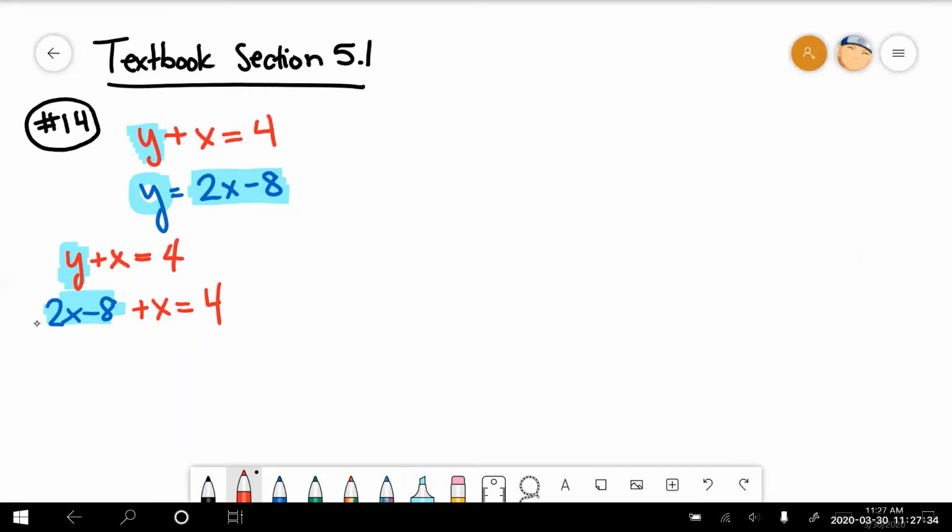So 2x plus x, we all remember that there's a 1 in front of here. So 2x plus x becomes 3x minus 8 equals 4. So again, I just combined like terms here, 2x and x. Okay. And then I'm going to add 8 to both sides. Again, we're trying to isolate the x. 3x equals 12. And now to get x alone, I've got to divide both sides by 3.